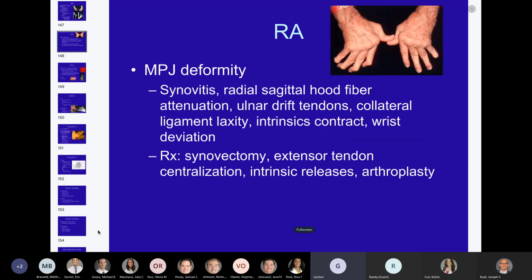MP joint deformity is from synovitis. Really, the only things they're going to ask, if there's no arthritis at all and they just have this deformity and it's bothering them functionally, they're going to want you to do a synovectomy with extensor centralization. If they have that plus arthritis, you're going to add an arthroplasty.